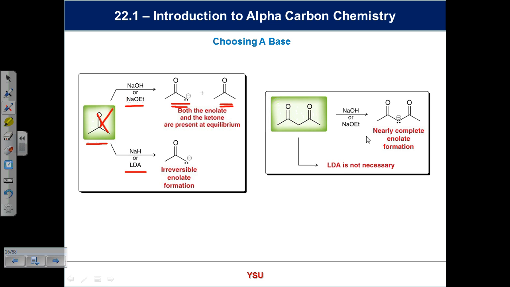Right, on the right-hand side, you don't need to use the nuclear option because that proton in the middle is acidic enough. You can use something like hydroxide or ethoxide or methoxide, and you take that proton off and it doesn't come back because the pKa difference is so large.